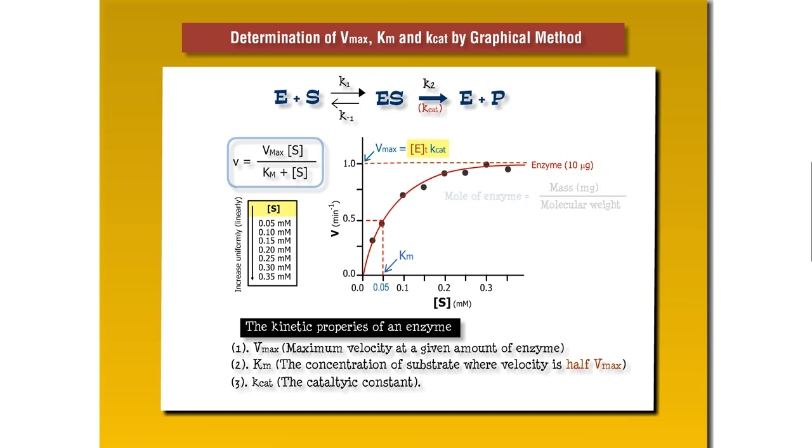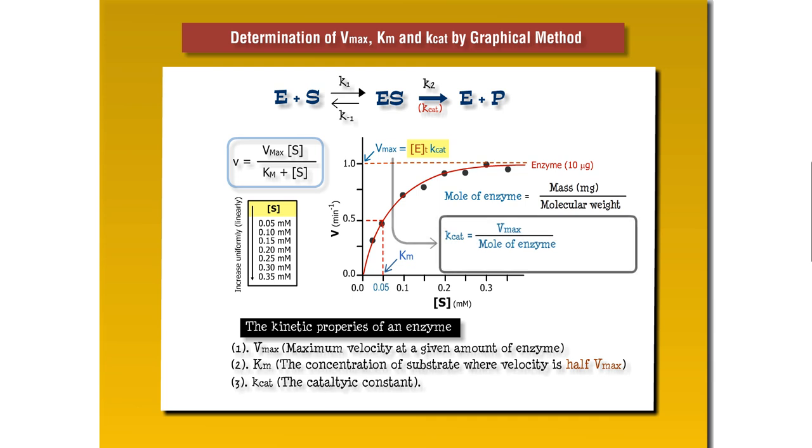Mole of enzyme can be obtained by dividing the enzyme mass by its molecular weight. Upon rearrangement of the above equation, kcat can be determined as follows. For example, if Vmax is 200 moles of product formed per minute and ET is 5 moles of enzyme, kcat then is equal to 200 per minute divided by 5, giving a value of 40 per minute, or 40 divided by 60 seconds, which gives 0.67 per second.